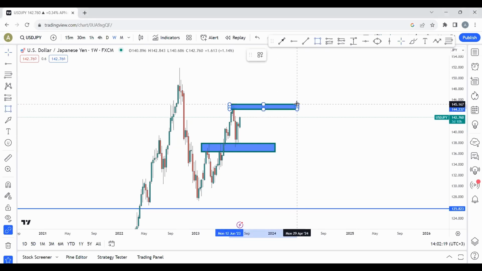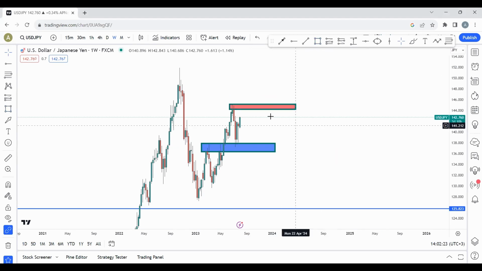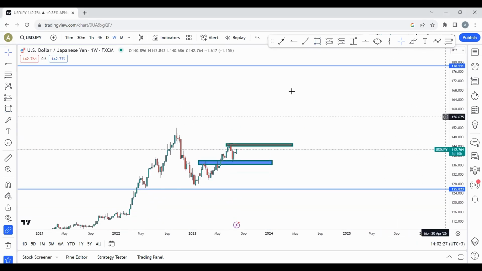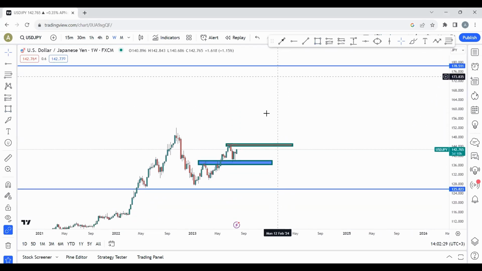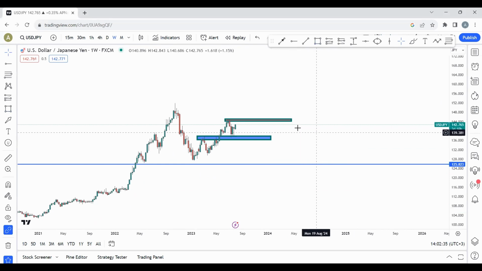Are you getting it? So I'll also mark it, but I'm going to change the color to red to show that this is in weekly, right? Now remember, our long-term target is this one here, but we're not just going to get there through the market giving us a straight move like this.